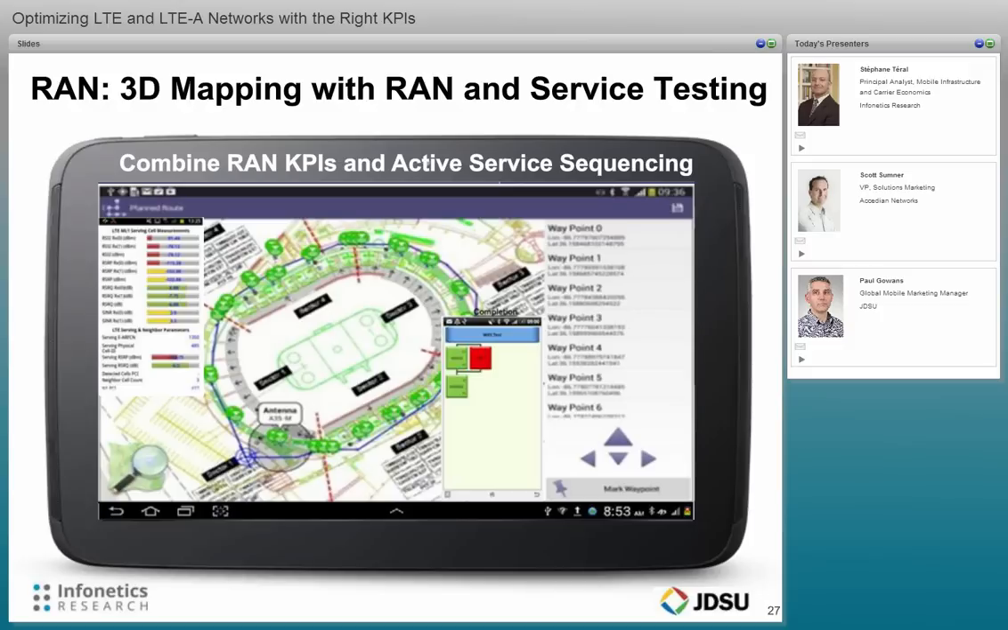Here, for example, I'm showing an example of doing a walk test around a stadium where you're able to combine RAN-type KPIs. Maybe you're getting some signal receive power or signal-to-interference-plus-noise ratio. You pull in those RAN metrics, but at the same time you're doing some active service testing. So you might be doing a VoLTE call or downloading a video and combining that with the RAN metrics as you do a walk. So in different parts of the building or the stadium or the mall you're in, you're able to get that information in real time and react to it in real time. That's often a fundamental use model that many of our customers use.